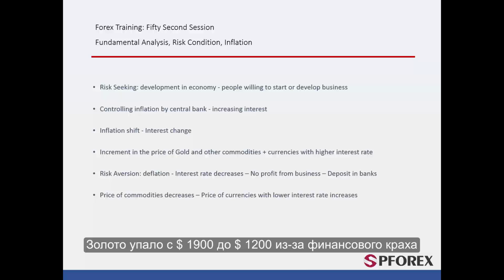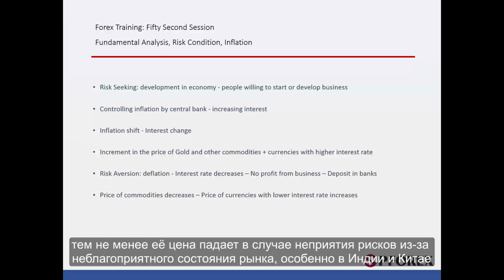Gold decreased from $1,900 to $1,200 due to a financial collapse. Gold has an upward trend in a risk-seeking condition. However, its price falls in risk-aversion situation due to an unfavourable market condition, especially in India and China.